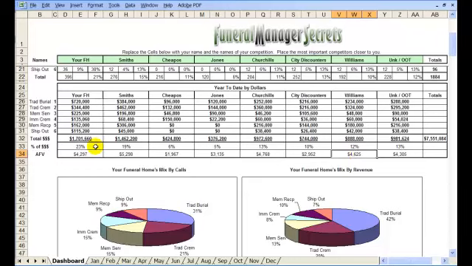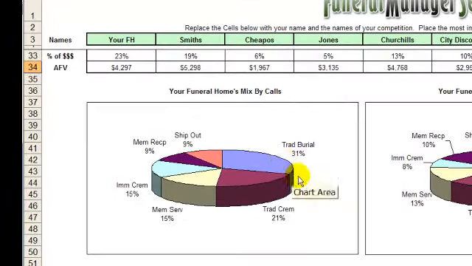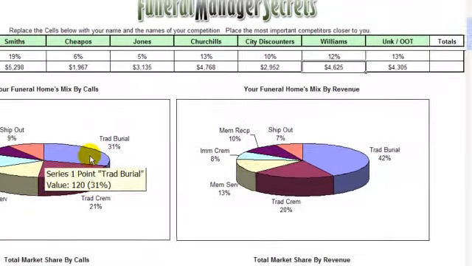Now as we scroll further down, this first set of pie charts is going to show you how your company fares, first of all, with your mix by the number of calls. So 31% are traditional, 21% cremation. Same information that's above, but it gives it to you in a very quick visual format.